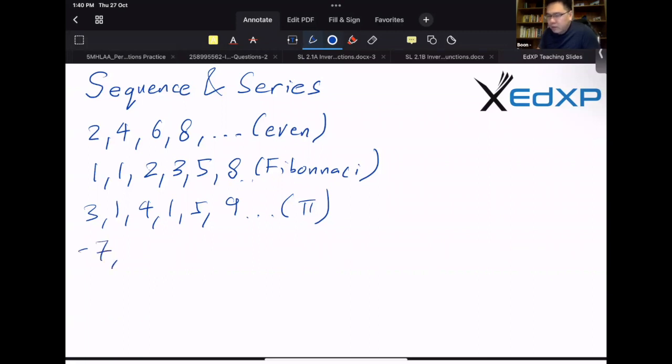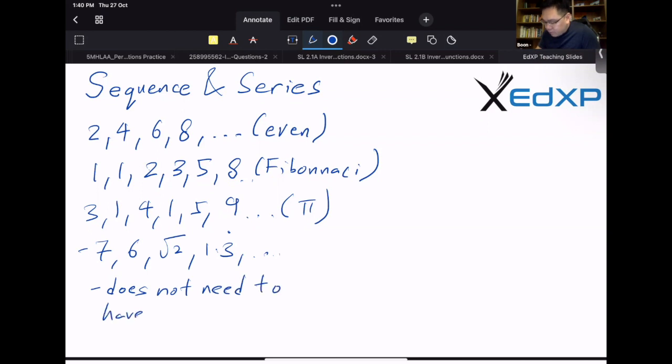A sequence is simply an arrangement of numbers in a particular order. You can have things like this. Take note that a sequence does not need to have a pattern. It is simply a sequence or an arrangement of numbers in a particular order.